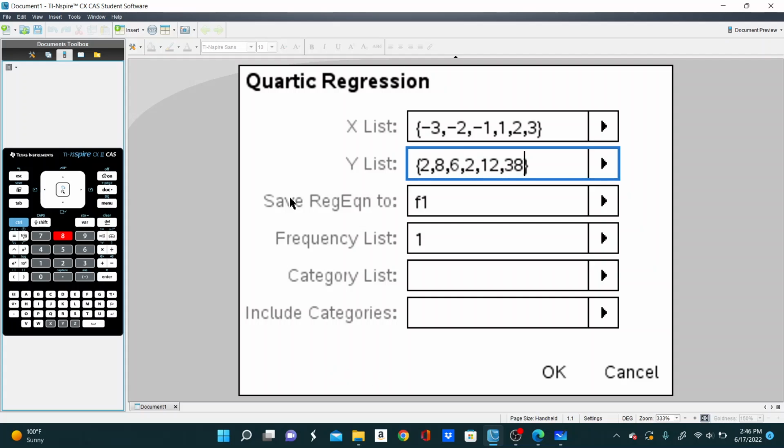And anytime that you do something like this, you always want to make sure you take a second to look at what equation you're saving this to. So for example, I'm saving this to F1. So I click OK.